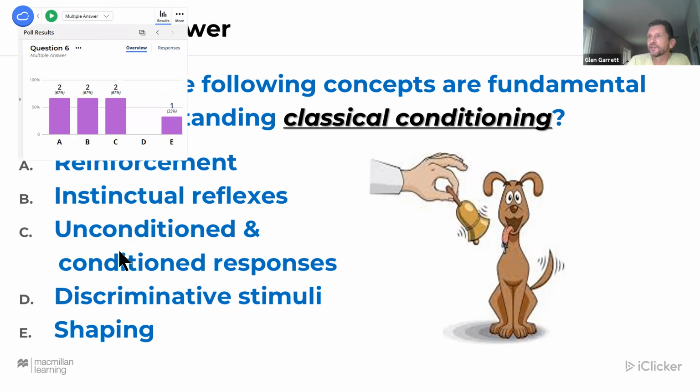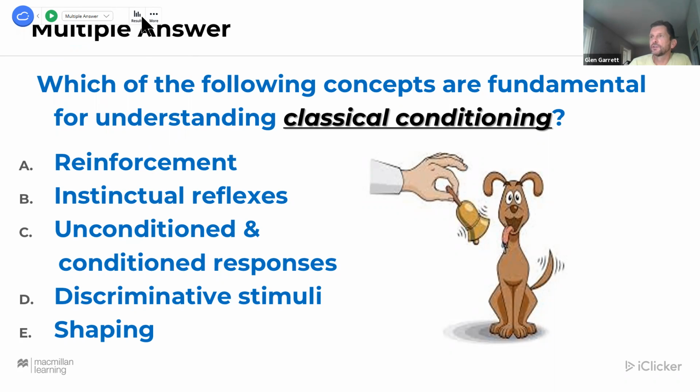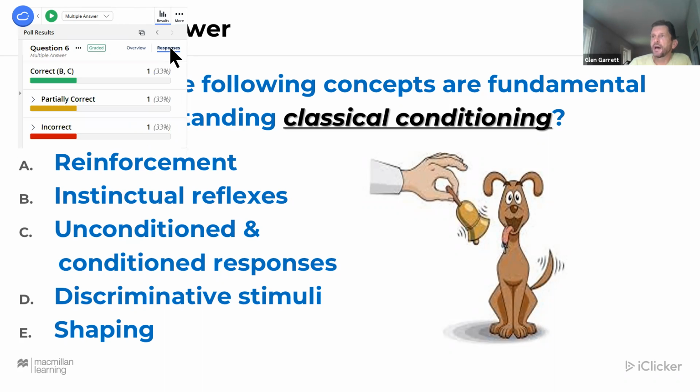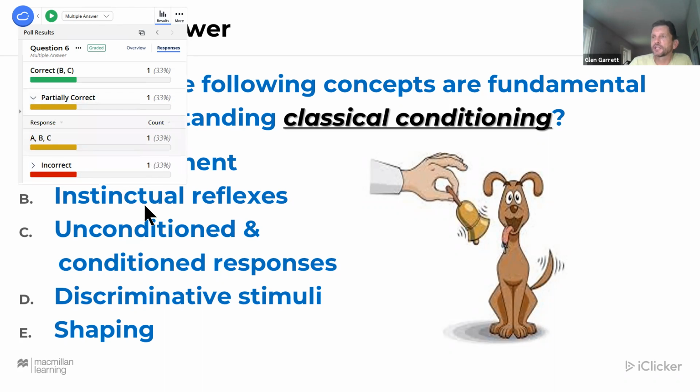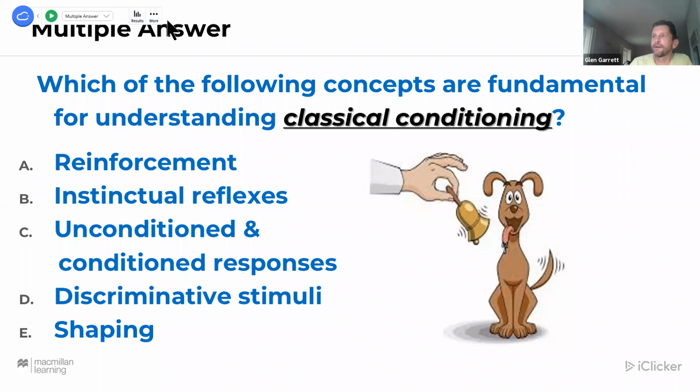Now, a couple of things I like about this. You can see we had 2 for A, 2 for B, 2 for C, 1 for E. I can grade this, and when I grade this and show the results, it's going to show me the overview. But if I click on responses, it's going to show me what answer is correct, what answer is partially correct, and what answer would be totally incorrect. I like this partially correct because if I click down, for example, I say, okay, this student got B and C, they got these correct, but they added A in. So if you had a large number of students that did this, you might then come back here and say, okay, let's spend a few minutes talking about why reinforcement is not a fundamental concept of classical conditioning. So again, it's a way you can use the responses real time, dispel that misconception, and then move on to that next topic.